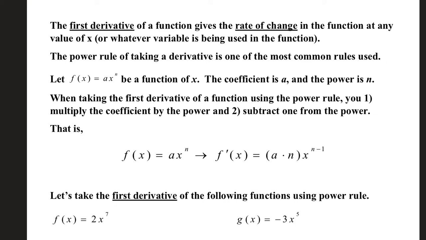When taking the first derivative of a function using the power rule, first you multiply the coefficient and the power, so we have a times n, and then you subtract 1 from the power. N minus 1 will be your new power. A times n, that's your new coefficient. Let's look at some examples.